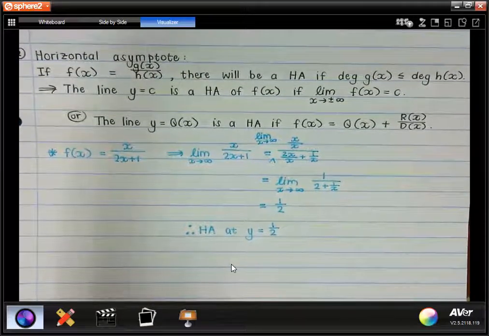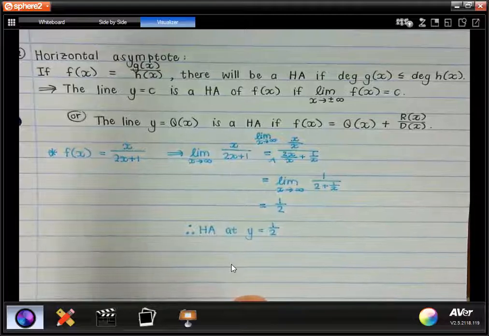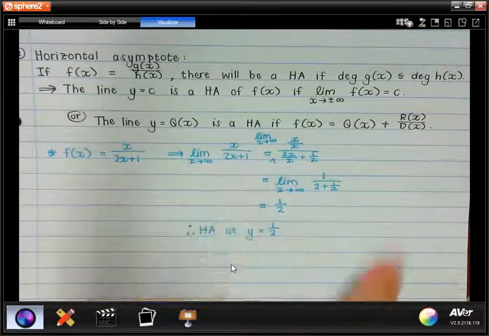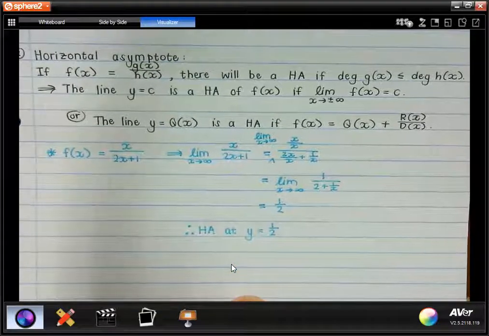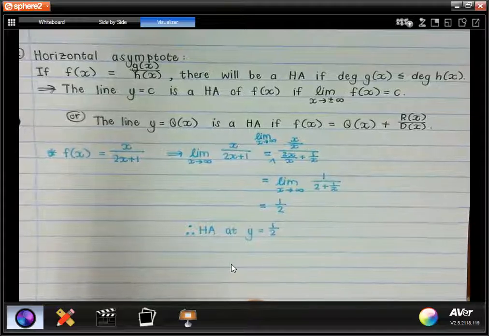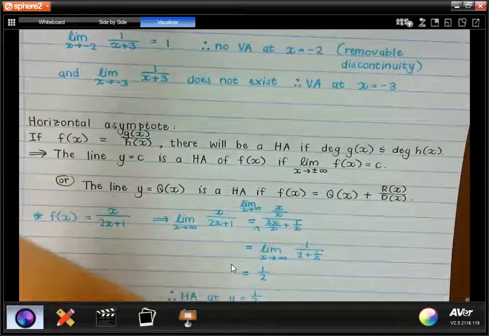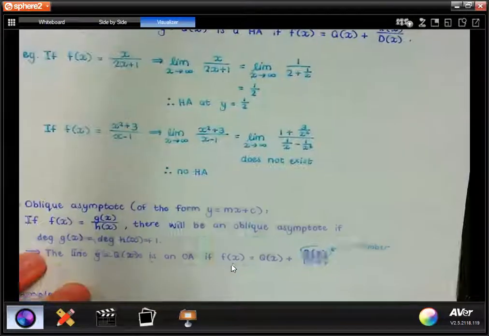Now guys, if you have a function where the degree of the numerator is bigger than the degree of the denominator, and you try to find the limit as x tends to infinity, you will see that it actually does not exist. I'll just show you quickly.